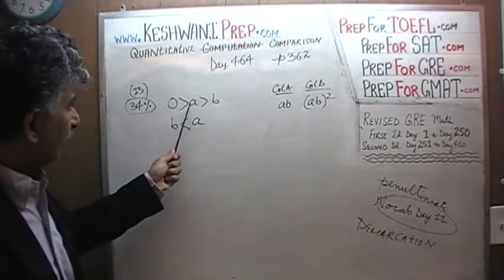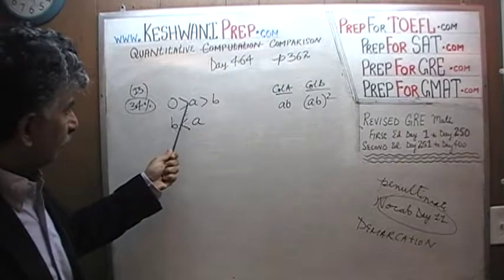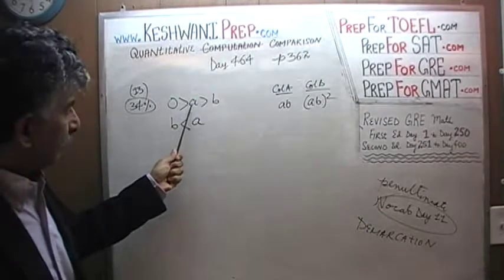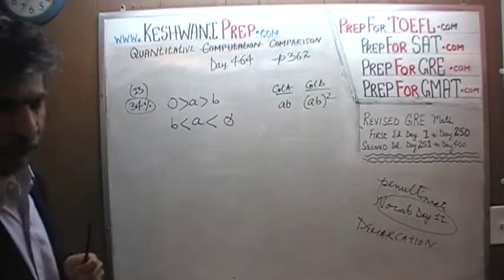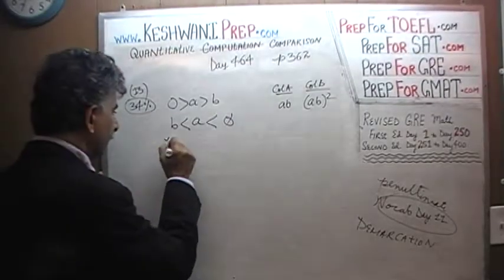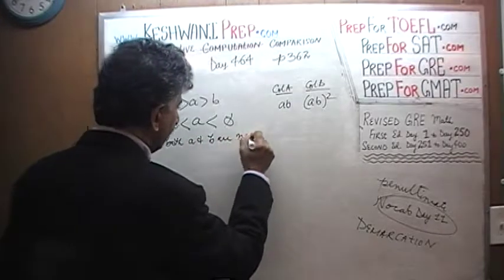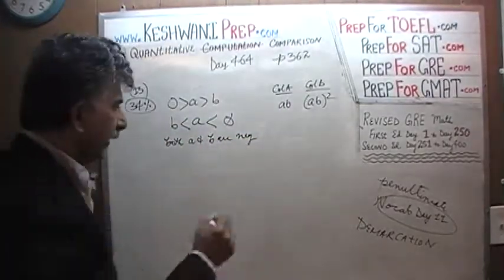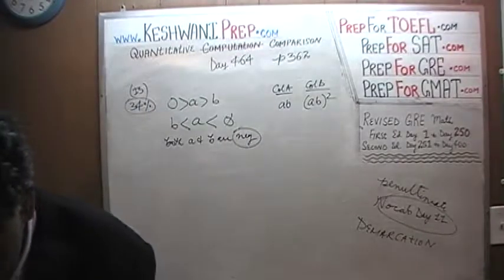Similarly, if 0 is more than A, then A would have to be less than 0. In other words, both A and B are negative. That's what we get out of it.